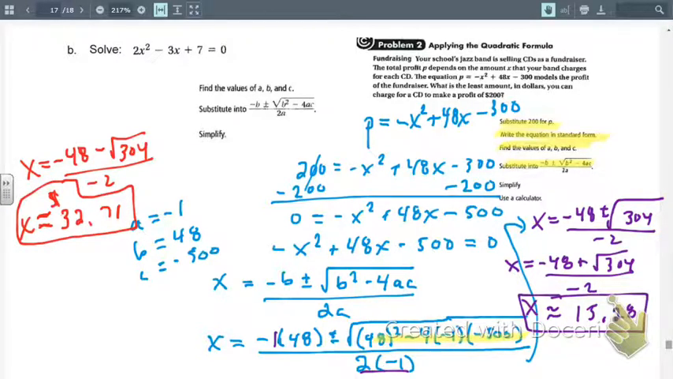So what is the least amount in dollars you can charge for a CD to make a profit of 200? Well, 15.28 is less than 32.71, so there's your answer. So $15.28 is the least you can charge. The most you could charge to make a profit of 200 would be $32.71.